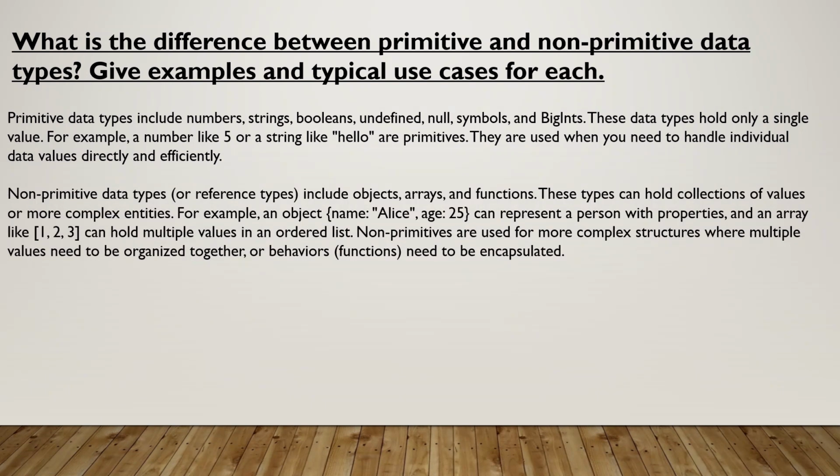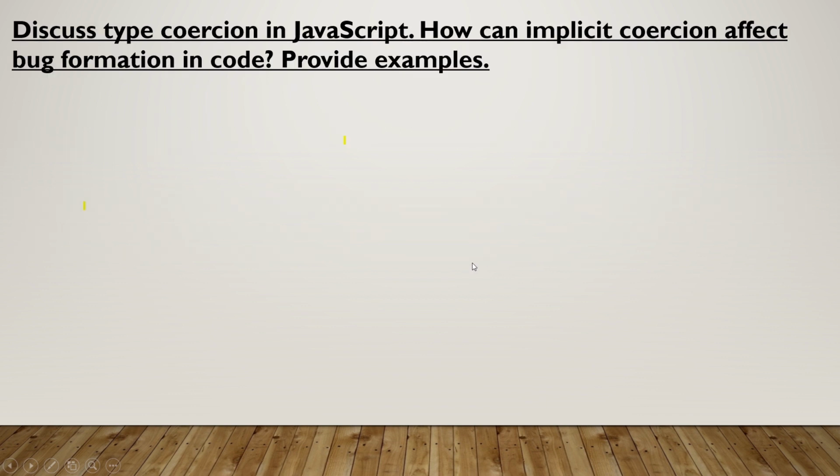Non-primitive data types, or reference types, include objects, arrays, and functions. These types can hold collections of values or more complex entities. For example, an object like name Alice, age 25 can represent a person with properties, and arrays like this can hold multiple values in an ordered list. Non-primitives are used for more complex structures where multiple values need to be organized together or behavior needs to be encapsulated.